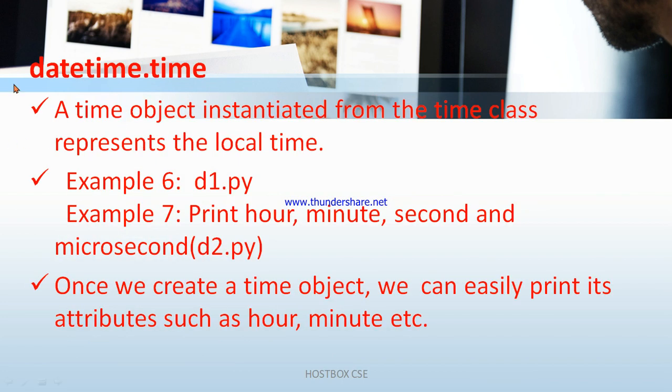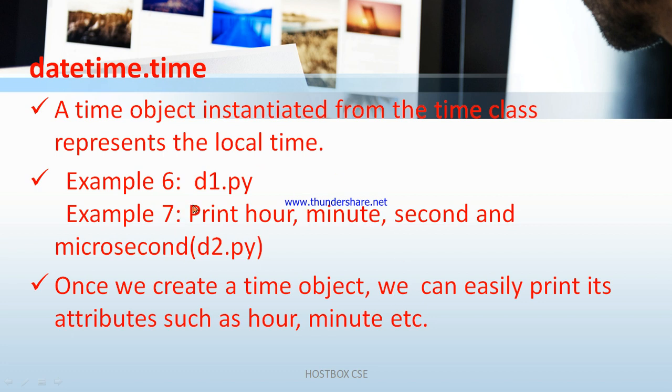Now the next class we have just told, class of methods, datetime.time. What is the use of this one? It is a time object instantiated from the time class, representing the local time always. For example, we are going to see the program called d1.py, followed by another example, example 7, that is d2.py, to print the hour, minute, second and microsecond.